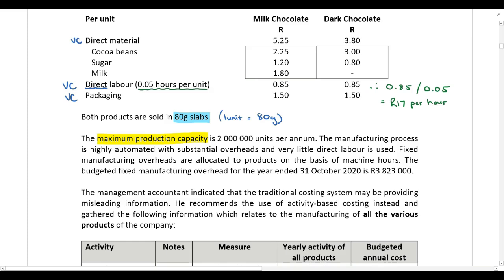All right, so we saw that above. If you look at direct labor, it takes 0.05 hours in order to make 1 unit. So you can see very little direct labor is used. We haven't yet been given any of the overhead information, but we have been told now that the overheads are substantial because the manufacturing process is highly automated. Fixed manufacturing overheads are allocated to products on the basis of machine hours.